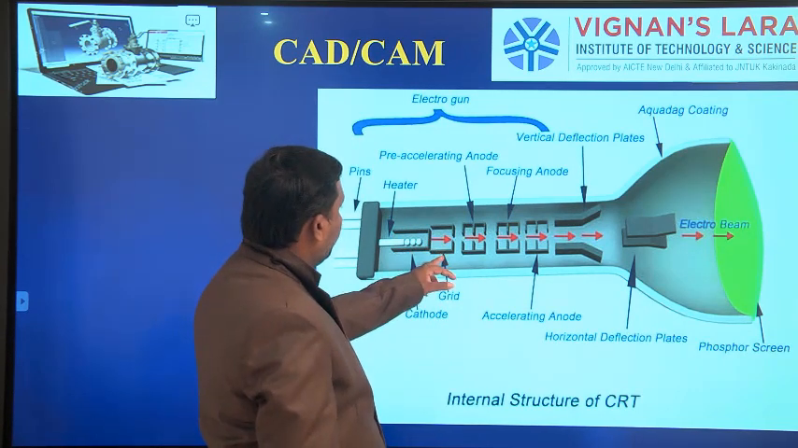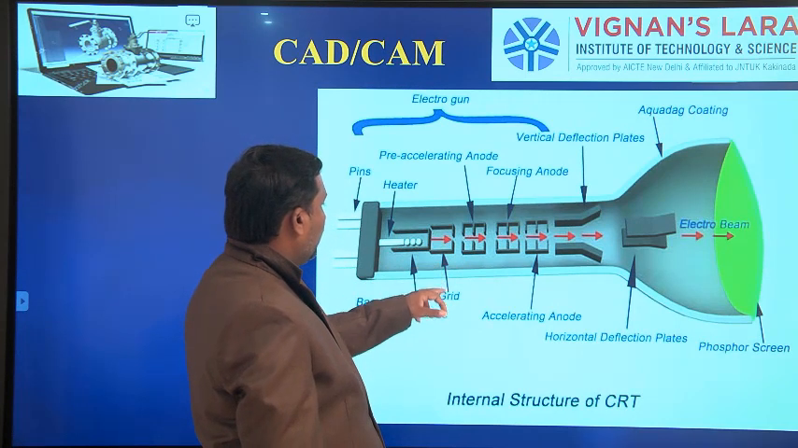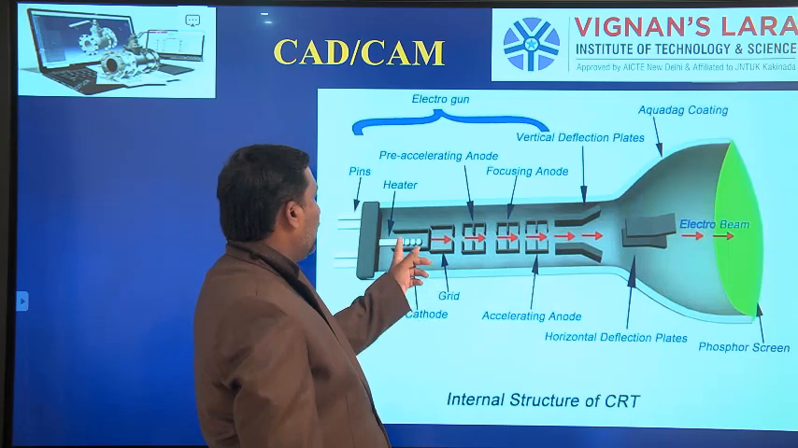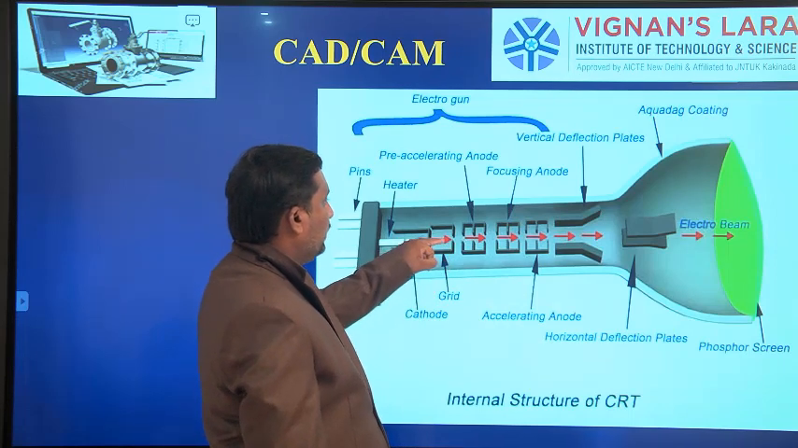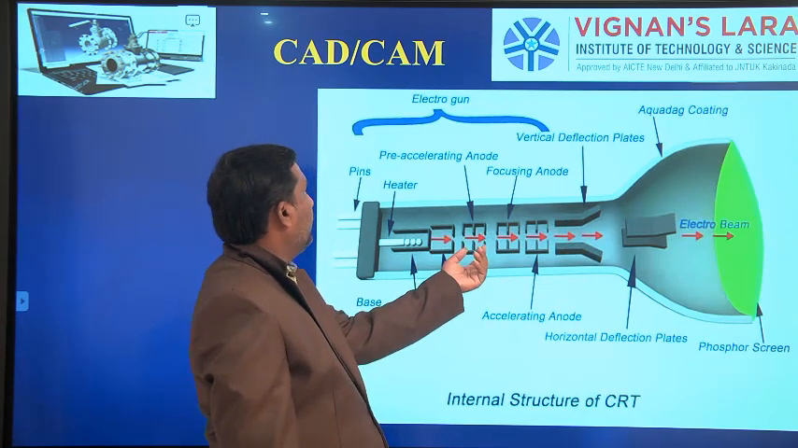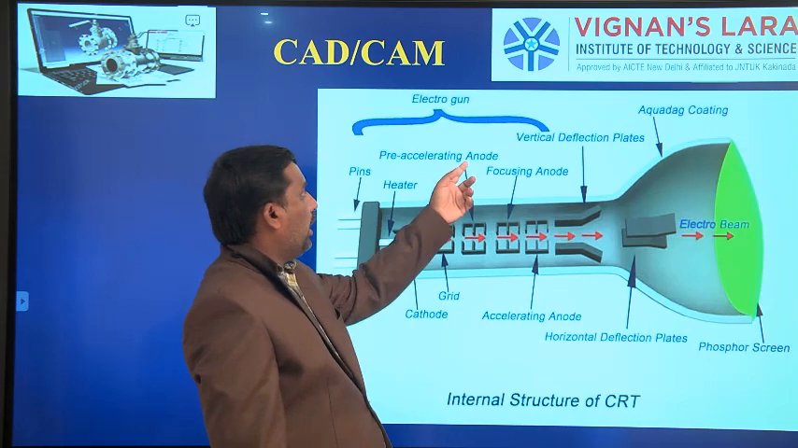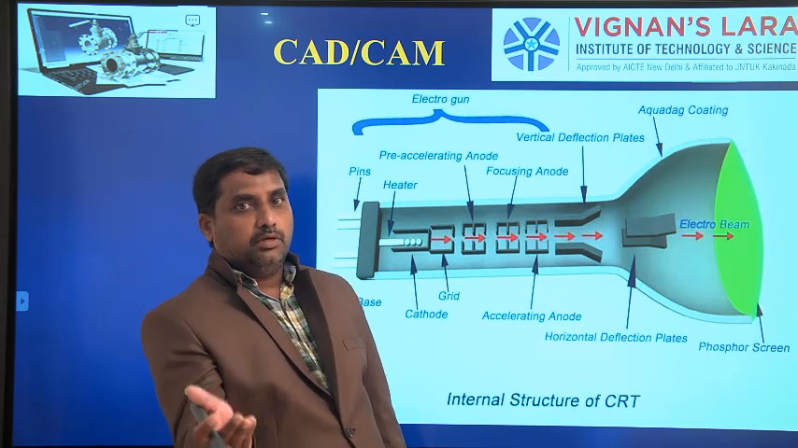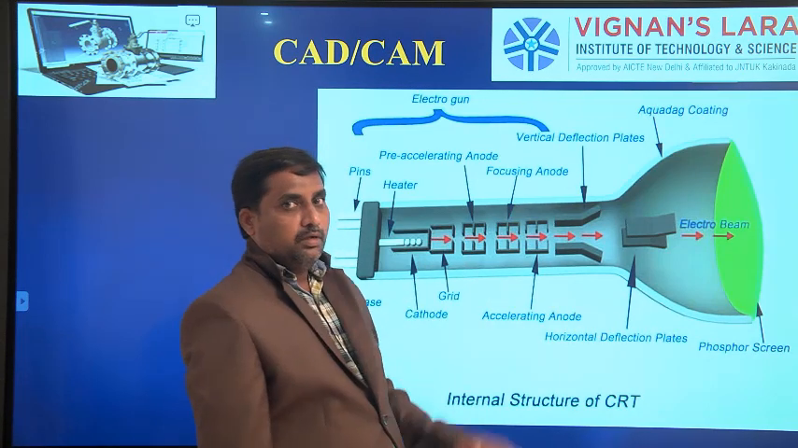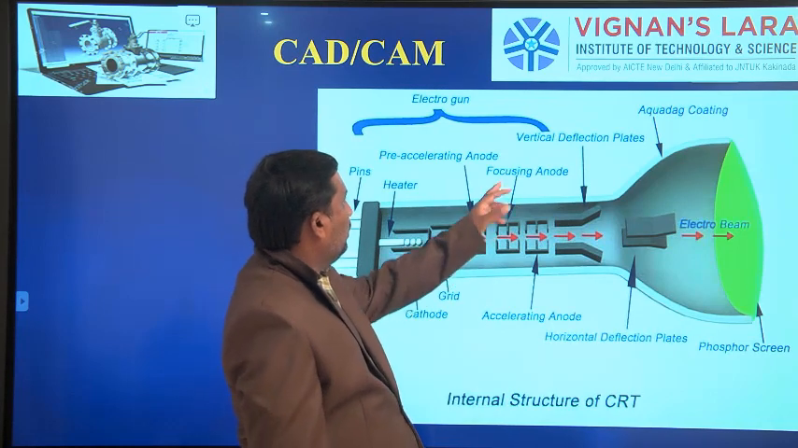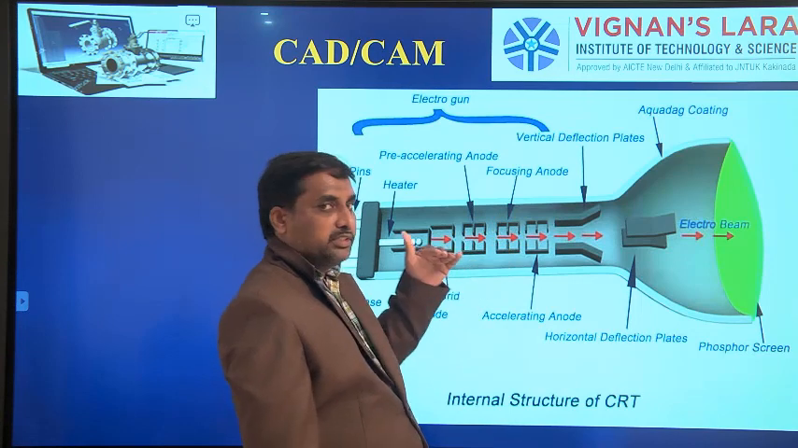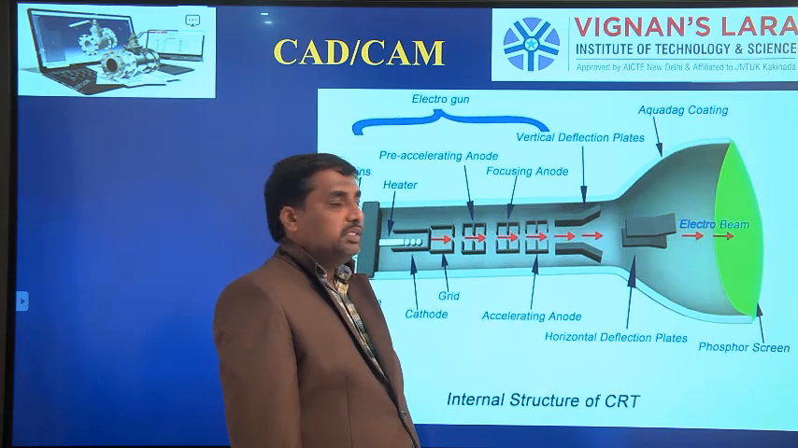And also the grid, here we are providing a grid. This grid contains an opening, and it allows the electrons through a small passage provided in the grid. Then here we have the pre-accelerating anode. Anode means a positively charged electrode. It will attract and accelerate the electrons coming from the grid. Then another one is the focusing anode. This anode will do the focusing of the electron beam in a single direction.